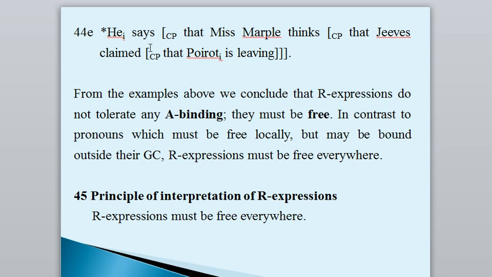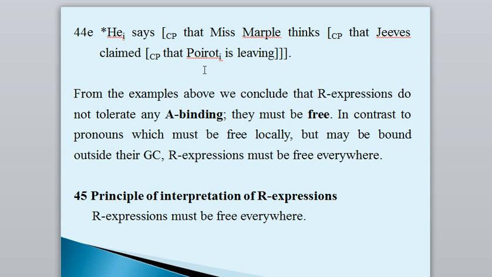Or another example: he says that Miss Marple thinks that Jeeves claimed that Poirot is living. You see here, Poirot is again an R-expression, or proper name. It cannot come back to any element in the sentence. So we cannot co-index Poirot here with "he" here. It becomes ungrammatical. This is free, okay? We cannot co-index it with any element in the sentence.